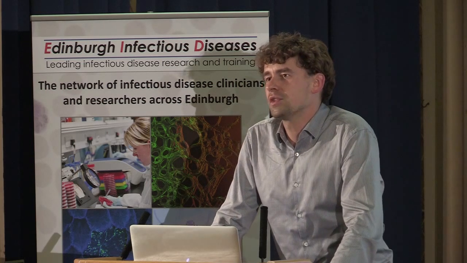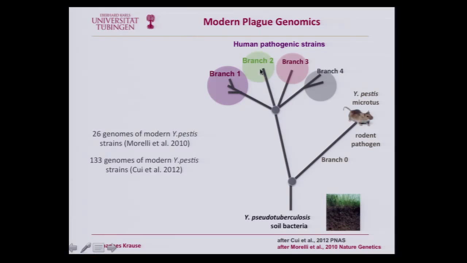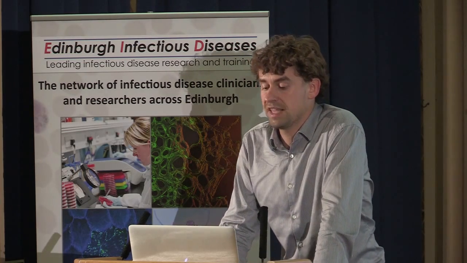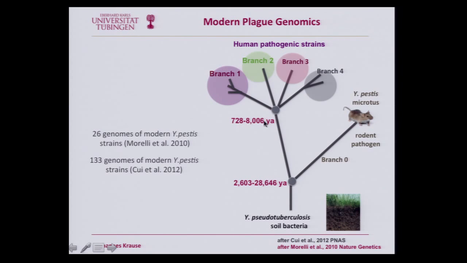So what people have then also done in the past is they have tried to use this family tree to calculate when those different branches, when those different strains evolved. So when did they actually emerge in the first place? So when did, for example, the human pathogenic strains diverge from the rodent pathogenic strains? And they come up with pretty big numbers. So 700 years maybe ago, maybe 8,000 years ago, 2,000 years ago, maybe 30,000 years ago.